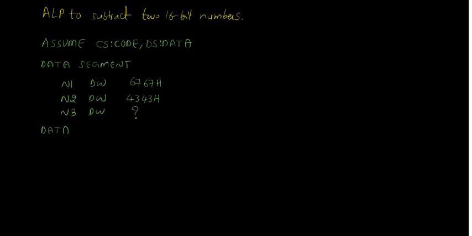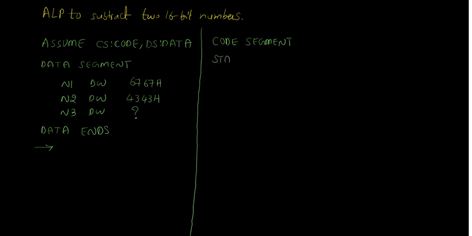Now we need to end this logical segment, data ends. So next we need to start the code segment. Here I am writing code segment to start the code segment. Then I'm using label start to indicate the start of the code. We need to write these two lines to initialize to use this data segment in our code: move ax, data; move ds, ax.